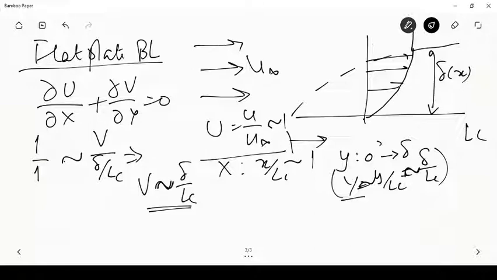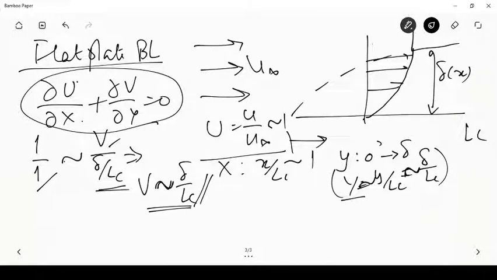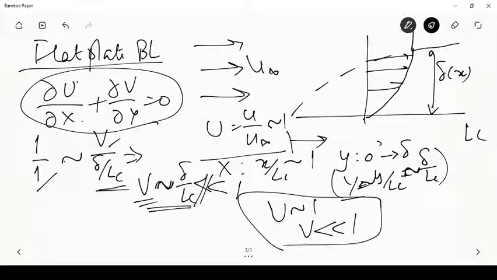So in order to satisfy the continuity equation, if u and x are of the order of 1, then v will be required to be of the order of delta by LC, since y is of the order of delta by LC, you get that. Which basically means in boundary layer approximation we have said that this delta by LC is much less than 1, which means when u is of the order of 1, v is much less than 1 according to the boundary layer approximation. That's what your continuity equation tells you.